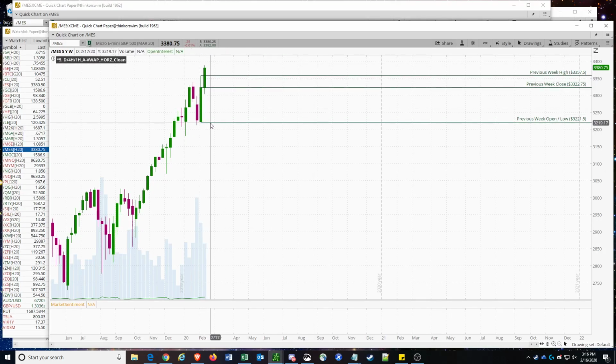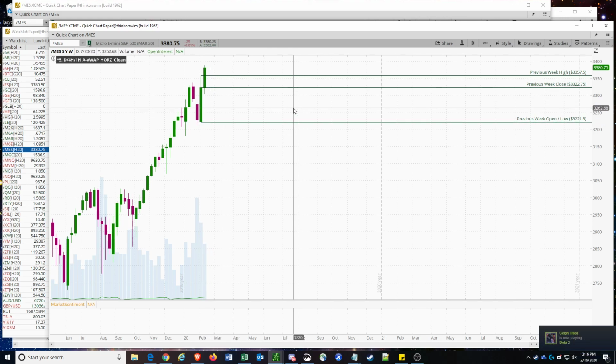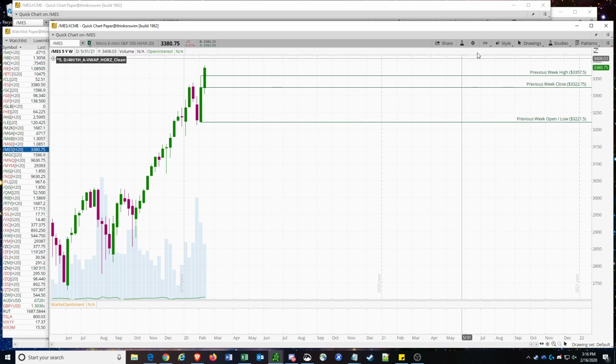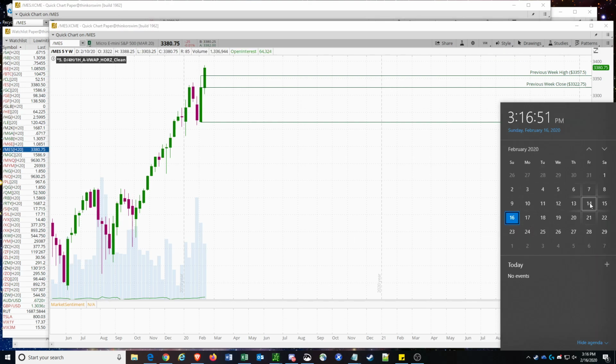So I did mark off the previous week's open, high, low, and close. Looks like the low was the open last week, or the previous week. What we're looking for is the full trading week for last week, which was the 10th through the 14th, or the 9th through the 14th.